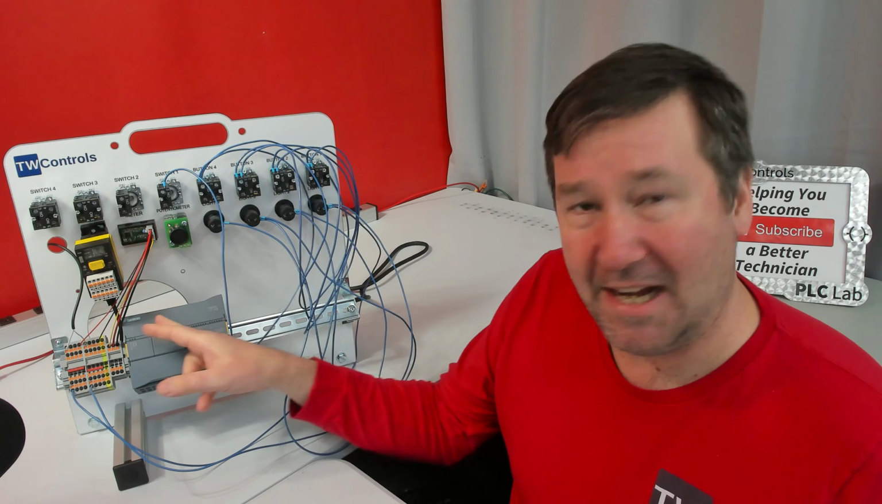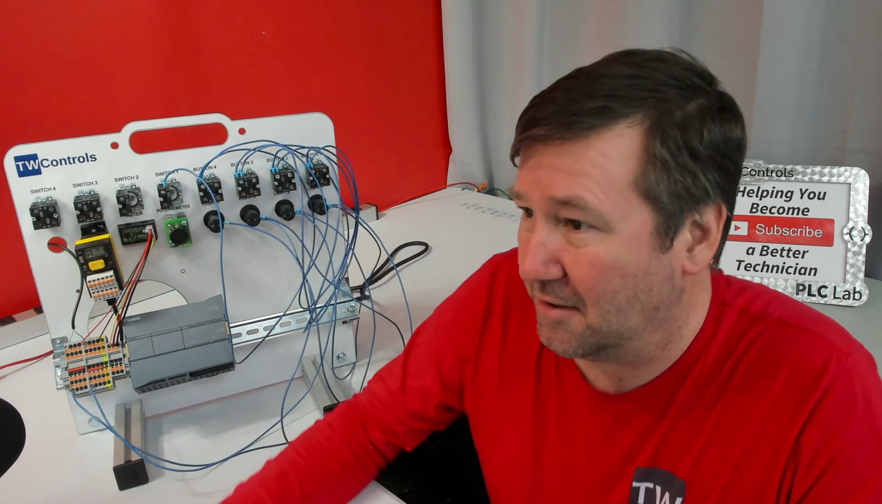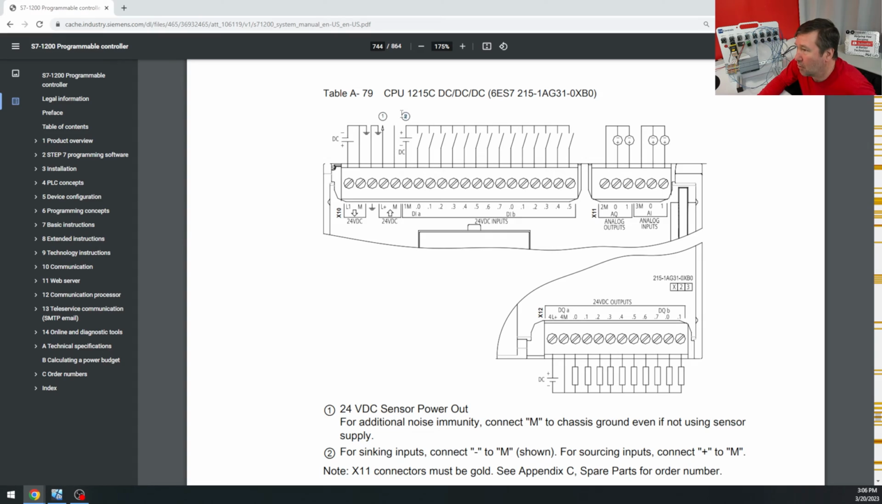Now that we have all the bulk wiring done, let's look in the manual, make sure we understand why we did it and how we're going to wire to the S7-1200. And note number 2 here is the important one for understanding the sinking and sourcing. For sinking inputs, connect the minus to the M, which is what's shown. For sourcing inputs, connect the plus to the M. So we're going to do it just like they did here.